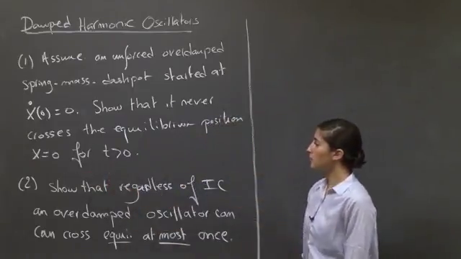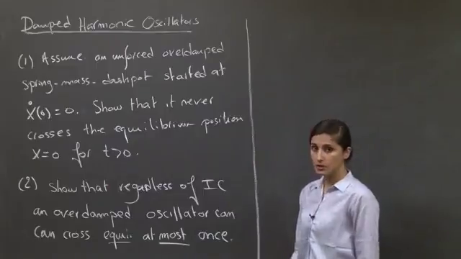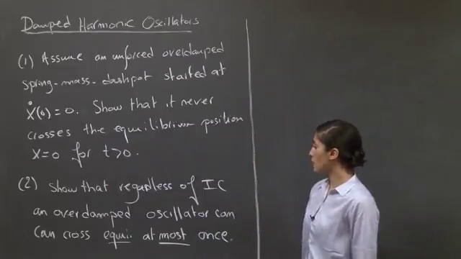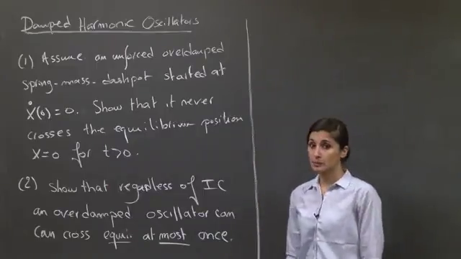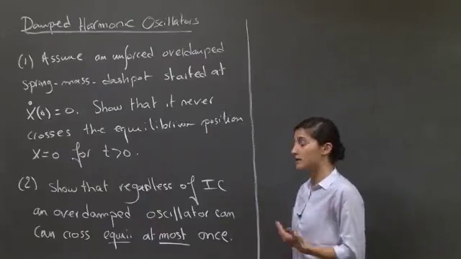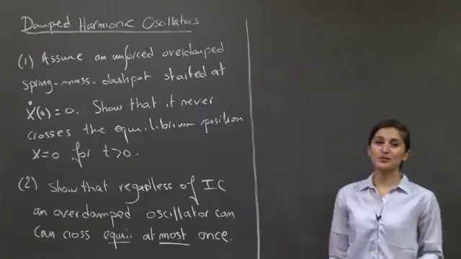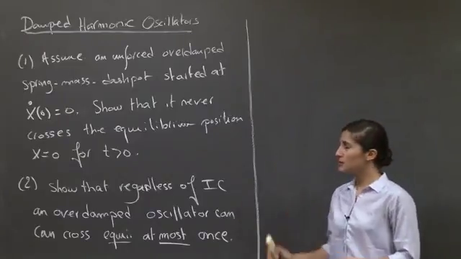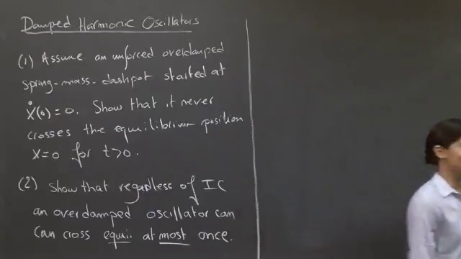The second part of the problem asks you to show that regardless of the initial condition, this overdamped oscillator cannot cross the equilibrium position more than one time, more than once. Okay, so why don't you pause the video, try to think about this problem, and I'll be right back.